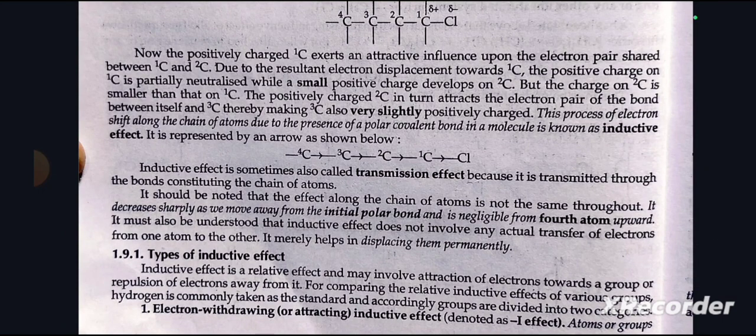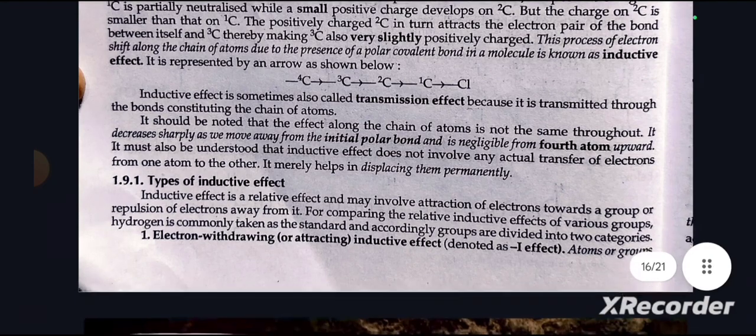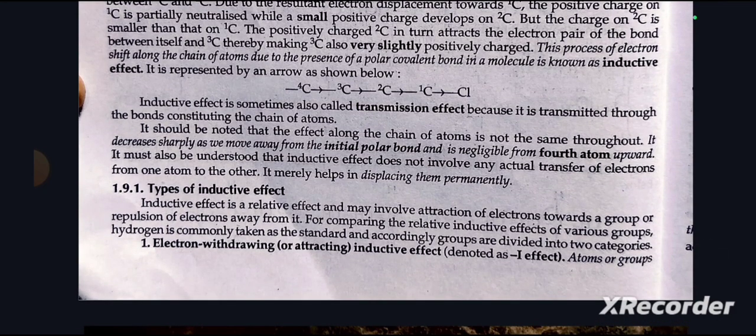Now the positive charge on C1 exerts an attractive influence upon the electron pair shared between C1 and C2. Due to the resultant electron displacement towards C1, the positive charge on C1 is partially neutralized, while a small positive charge develops on C2, but the charge on C2 is smaller than that of C1. The positively charged C2 in turn attracts the electron pair of the bond between itself and C3, thereby making C3 also very slightly positively charged.